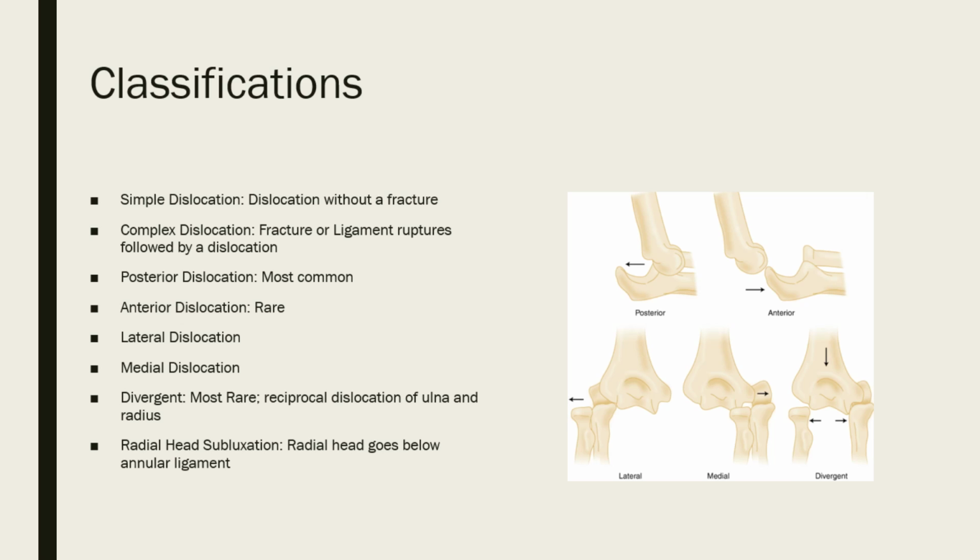The most rare dislocation is called divergent, where the ulna and the radius are separated apart, and you can see that in the bottom right picture. One goes medial, one goes lateral, and they diverge. And then the last one would be a radial head subluxation, where the radial head is forced below the annular ligament.